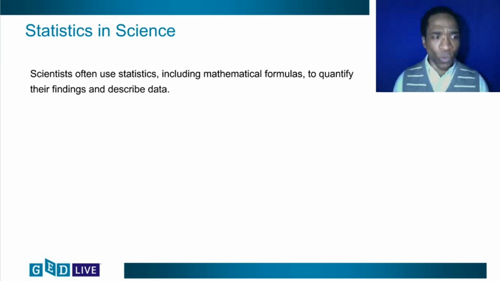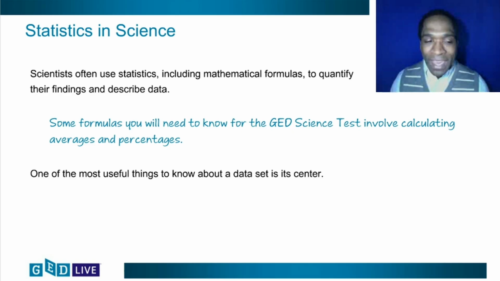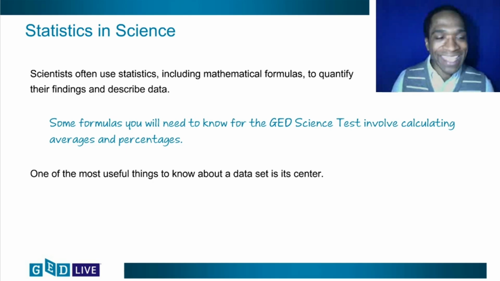And scientists, of course, use statistics. This includes the mathematical formulas. Some mathematical formulas to be careful of: averages and percentages. So you want to be sure about that. Also, pay attention to the data set at its center. It's a useful thing to know.